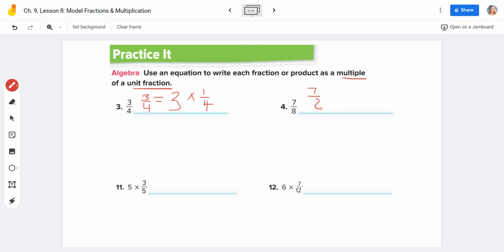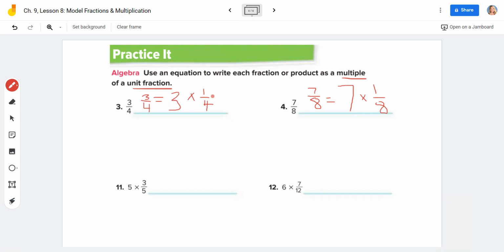Over here, 7/8 equals what times 1/8? All right, so 7/8 equals what times 1/8? How many times do I need 1/8 to equal 7/8? 7 times.